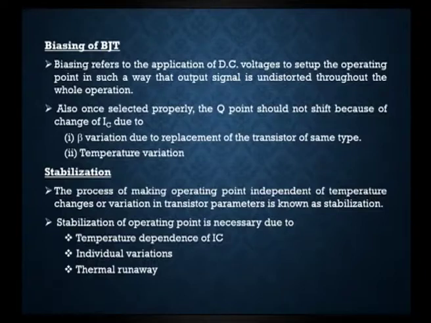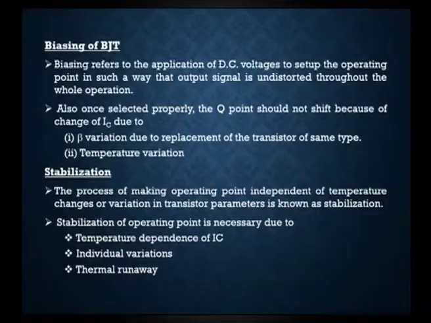What are the things that cause a change in IC? Beta variation due to replacement of the transistor with one of the same type also gives rise to a change in the collector current, and temperature variation also affects the collector current. These are the two things we need to remember when we speak about biasing of a transistor, and keep in mind when choosing a circuit or method for transistor biasing.